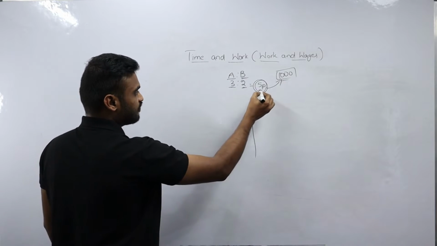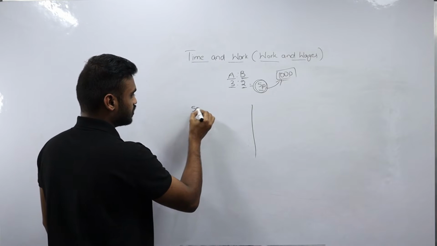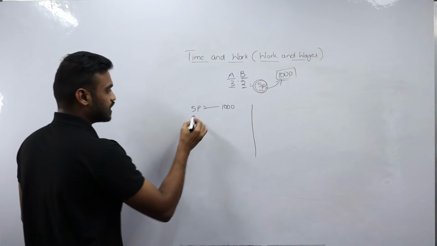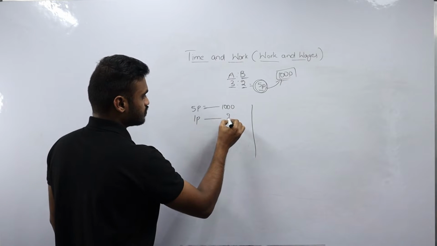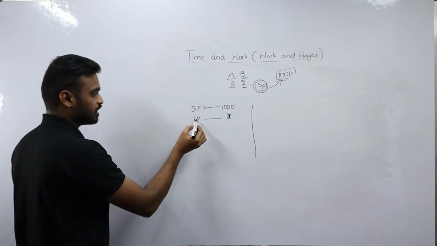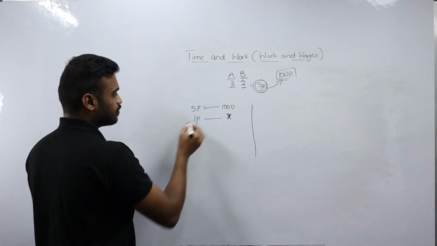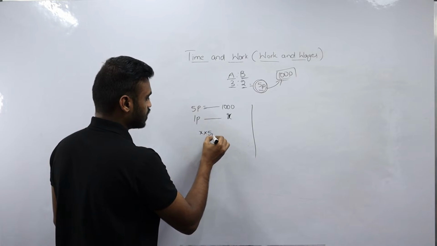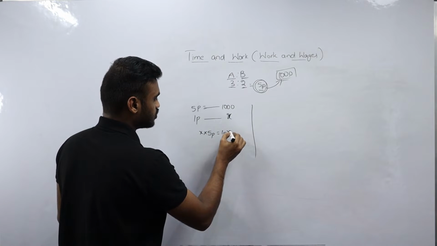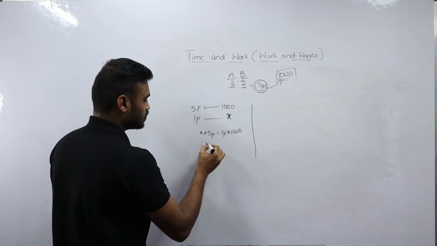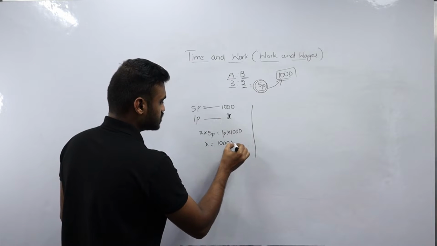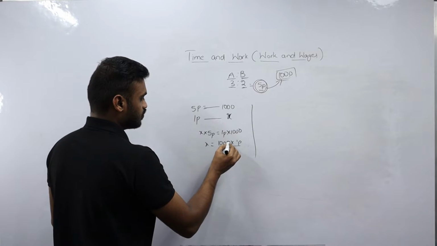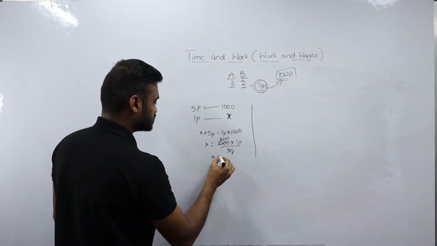Now we have got 5 parts equal to 1000 rupees. We don't know the value of one part, so we can consider it as x. Now how to get one part? By cross multiplying, we get x into 5 parts equal to 1 part into 1000 rupees. So x equals 1000 rupees into 1 part by 5 parts. Cancelling, 5 ones are 5, 5 twos are 10, so 5 200s are 1000. So I will get x equal to 200.